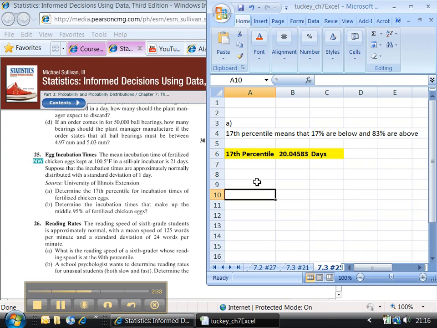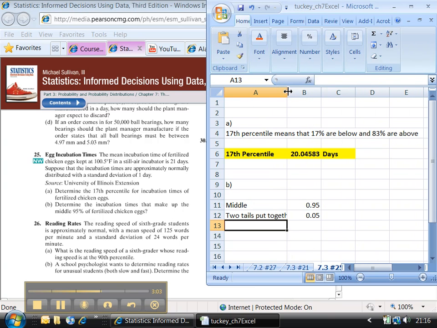There. All right, part B is quite a bit harder, so let's see if I can get you guys through it. Okay, so the middle, we all know this middle is 95%. It says so right here. So that means that the middle is 0.95. Now, what does that mean for the two tails put together? That would be 1 minus that number. Agreed? So if the middle is 95%, then the two tails are 5%.